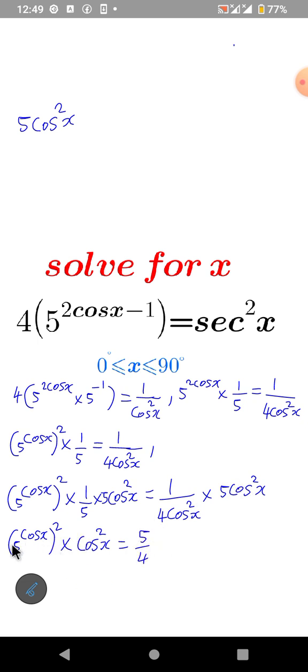Then in the left hand side I can write it in this way, since both of them are raised to the power of 2. This one is raised to the power of 2, this is raised to the power of 2, so we can write it as 5 raised to the power of cos x times cos x all raised to the power of 2 equal to, now 5 over 4 can be written as bracket the square root of 5 all over 2 all squared. We know that the square root of 5 square is what? 5, while 2 square is what? 4. So we continue.